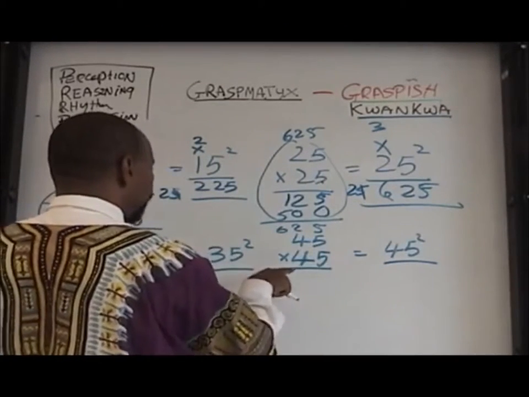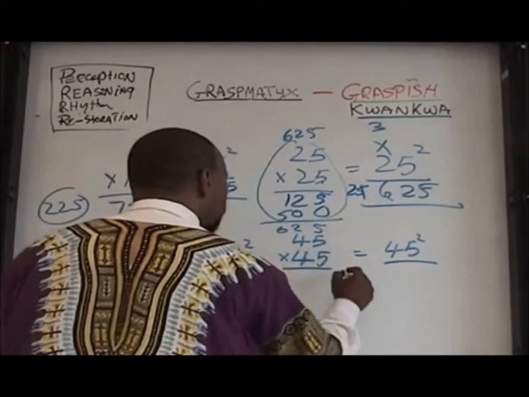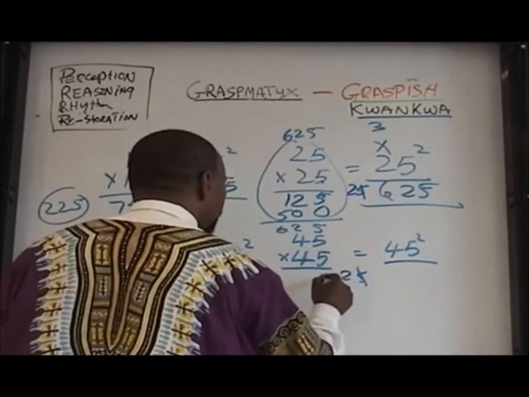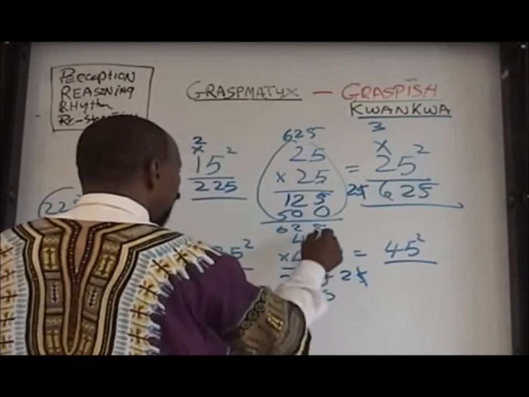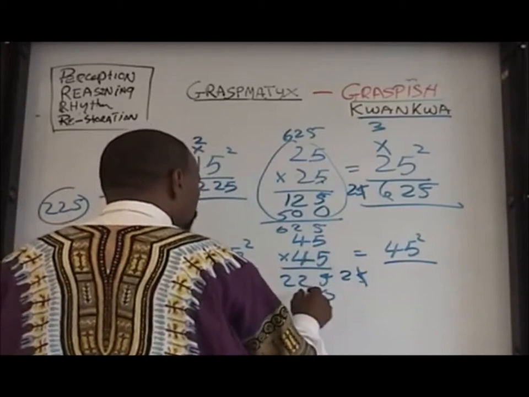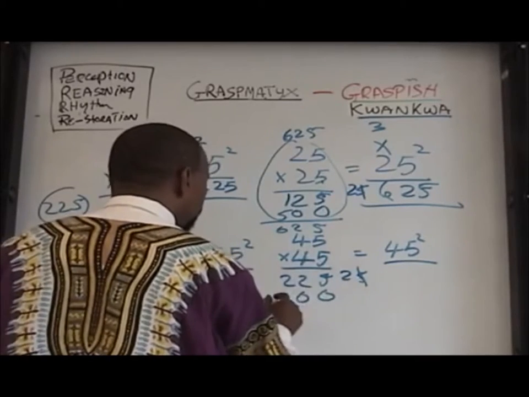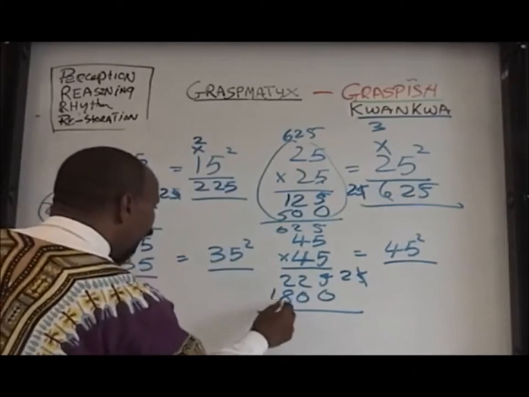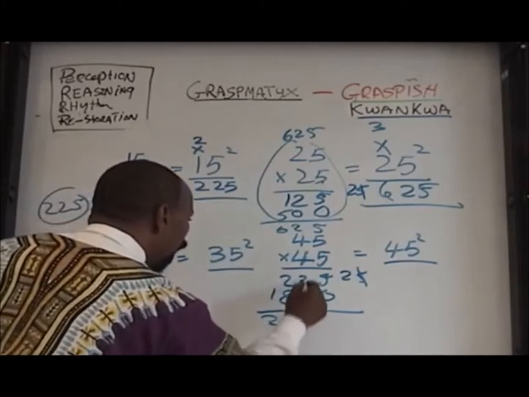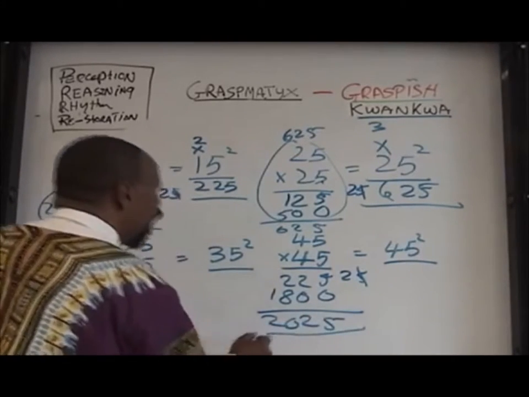How about this one here? 45 times 45. Let's try this one here. Well, 5 fives are 25. Cross the 5, I'll put it here. 5 fours are 20 plus 2 is 22. 0 here. 5 fours are 20. 4 fours are 16 plus 2 is 18. When I add it up, 18 plus 2 is 20, and I bring down the 25. So fast you do that?